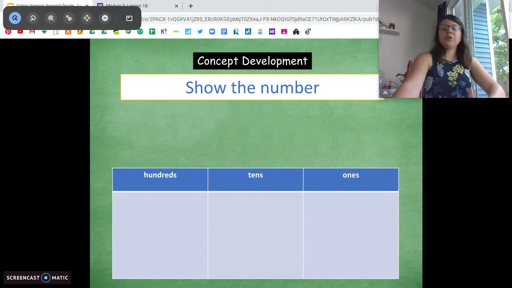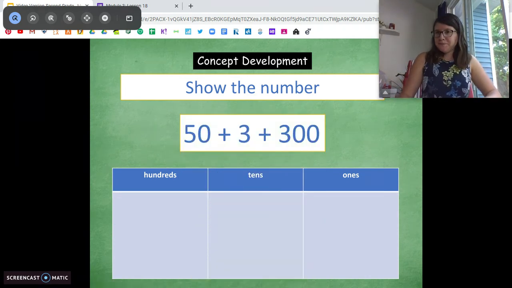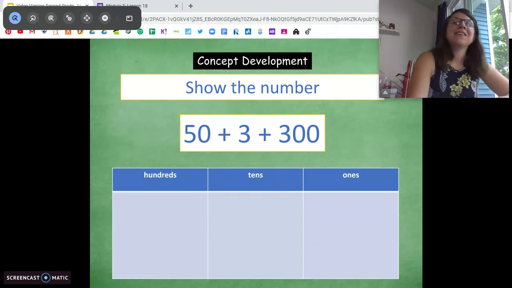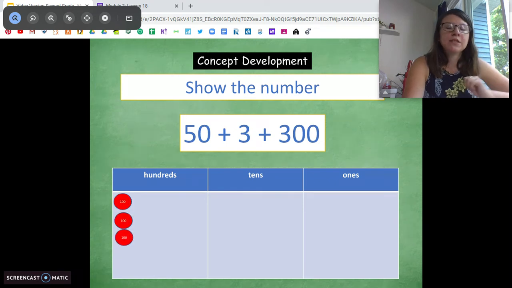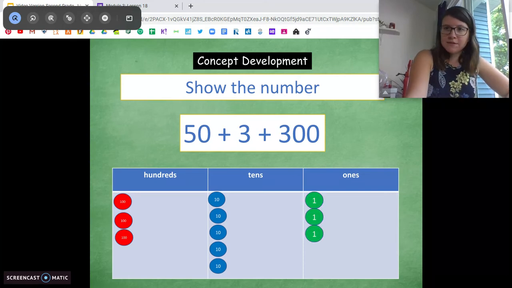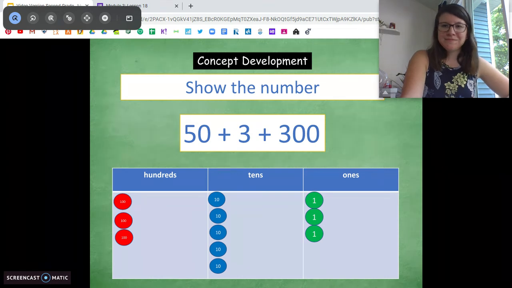335. Perfect. In your second place value chart, I want you to make this number. Ready? Okay, I see 50 plus 3 plus 300. So 300 is 3 hundreds. 50, 5 tens, 3 ones. What number is this? Very good, 353. All right, last one.